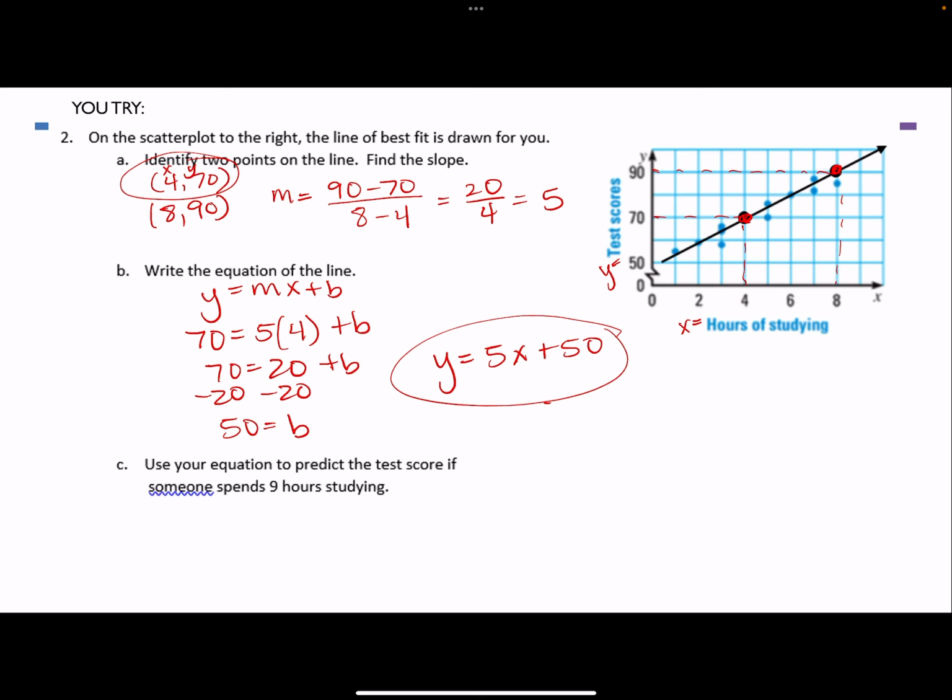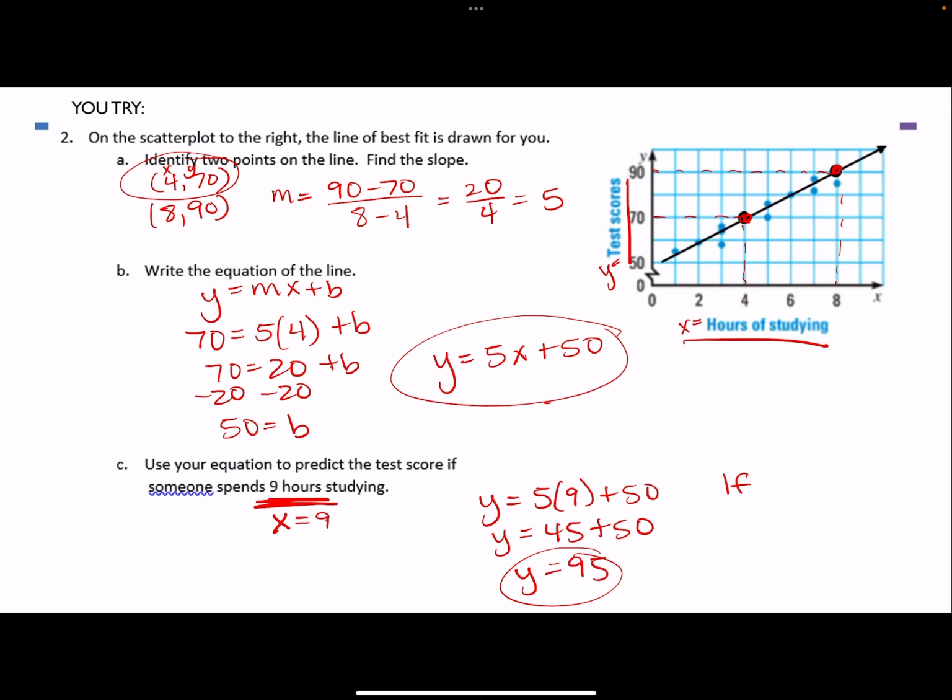So now in part C, it says use your equation to predict the test score if someone spends 9 hours of studying. So again, 9 hours of studying. Think about, is that X or is that Y? So hours of studying is X, right? So this is telling me that X is 9. So we're going to plug in to this equation. So 5 times 9 plus 50. Y is equal to 45 plus 50. So Y is equal to 95.